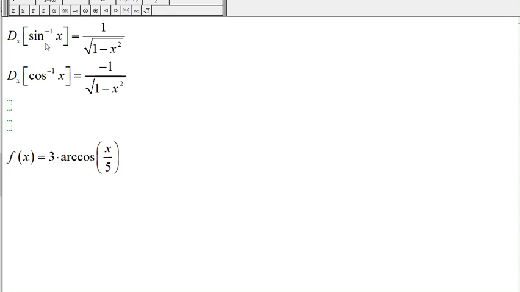Earlier, we proved that the derivative of sine inverse of x is 1 over the square root of 1 minus x squared. And if we go through that process all over again, then we will see that the derivative of cosine inverse of x is negative 1 divided by the square root of 1 minus x squared. So instead of 1, it'd be negative 1. And so this is our second formula right here.